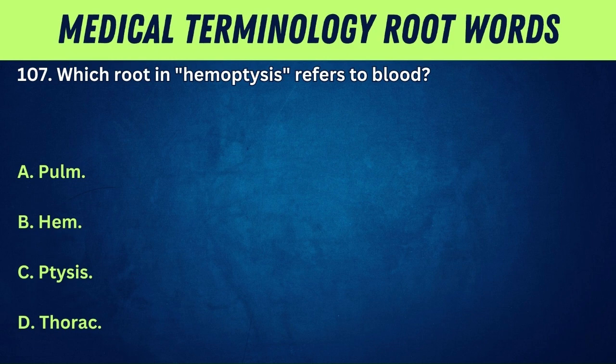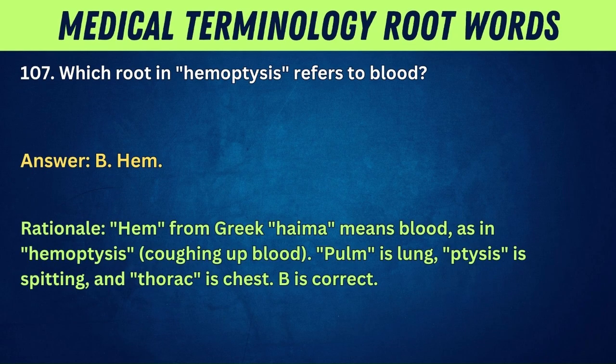107. Which root in hemoptysis refers to blood? A. Pulm. B. Hem. C. Ptysis. D. Thorax. Answer: B. Hem. Rationale: hem from Greek haima means blood, as in hemoptysis, coughing up blood.